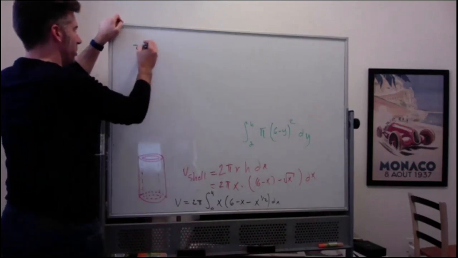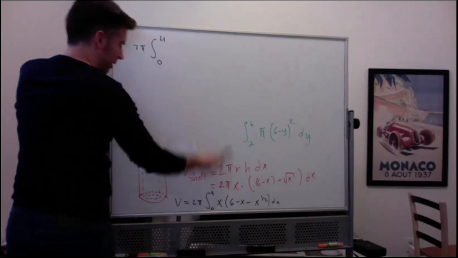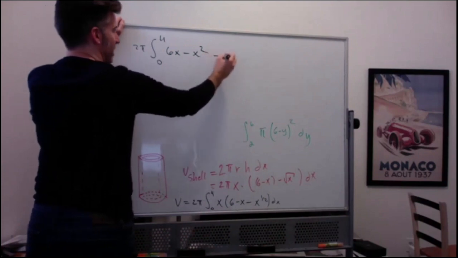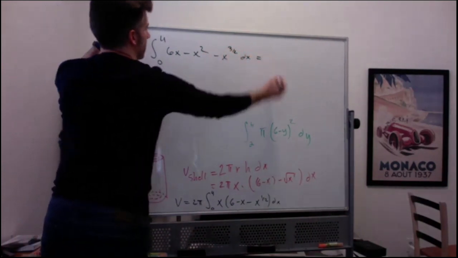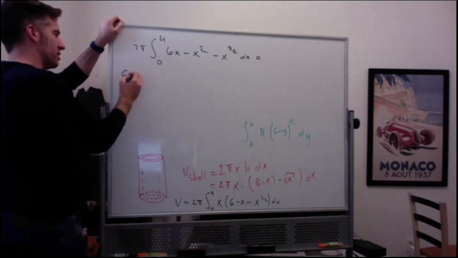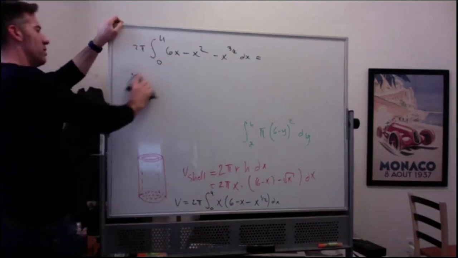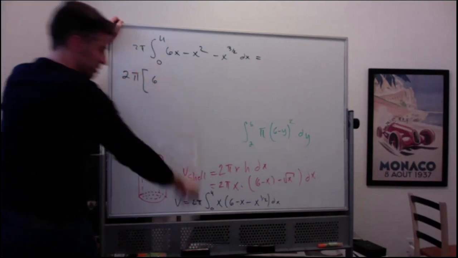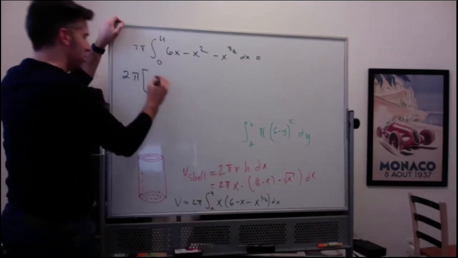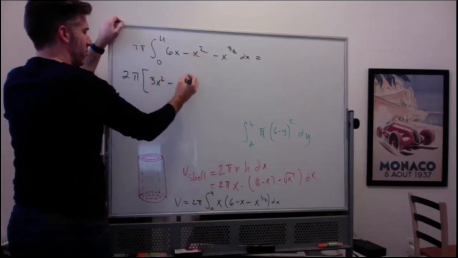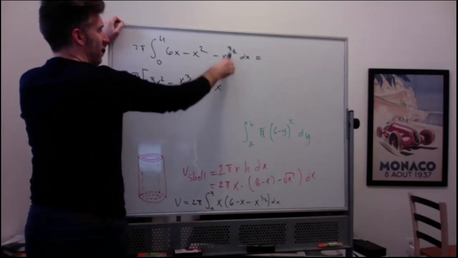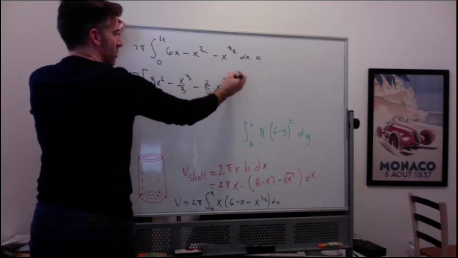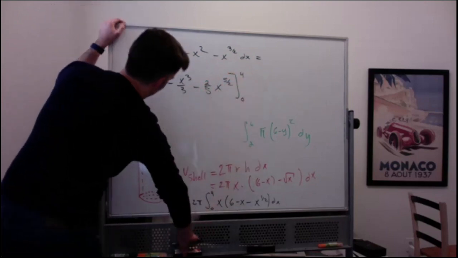So this is going to be 2 pi integral from 0 to 4, x times 6 minus x, times x minus x times x to the 1/2, which is x to the 3/2. So then we get, oh, remember the 2 pi. 6x squared over 2, which is 3x squared, minus x cubed over 3, minus x to the 3/2 plus 1 is 5/2, divided by 5/2 is like multiplying by 2/5, from 0 to 4.